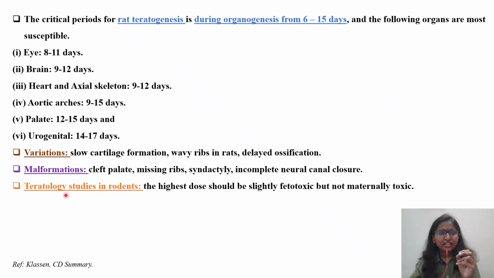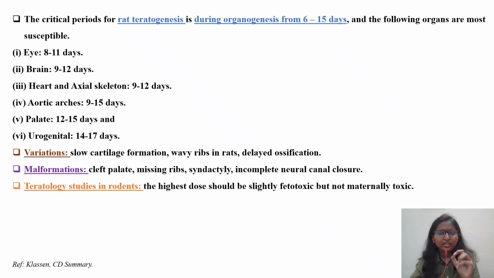Teratology studies in rodents: the highest dose should be slightly fetotoxic. So whenever you are doing these EFD studies, you have to select a dose in a way that the highest dose should cause fetotoxicity but not maternal toxicity. The mother should not be toxic, but it should cause fetal damage.